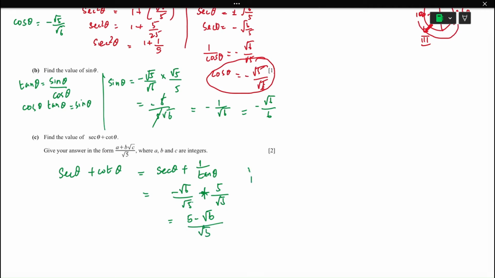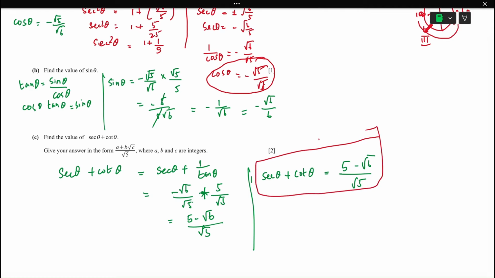So secant theta plus cot theta equals 5 minus square root of 6 over square root of 5. That's the final answer for us. We need to give the answer as a plus b root c over root 5. So we got the answer: a's place is 5, b's place is -1, and c's place is 6.